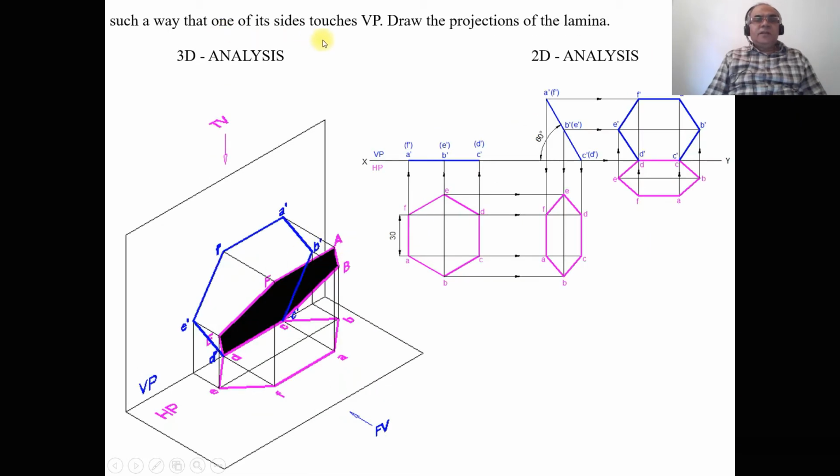Now, in such a way that one of the sides touches both HP and VP, the side which is touching HP is C dash, D dash. How do I know that?